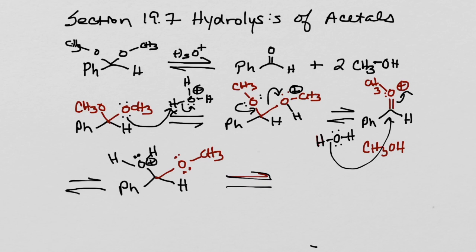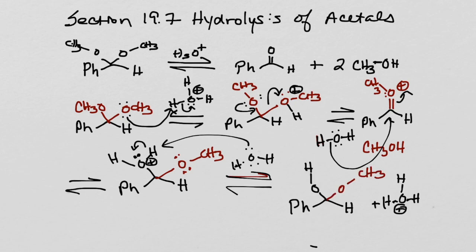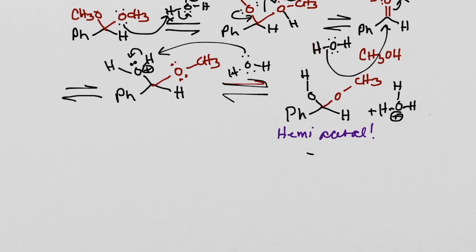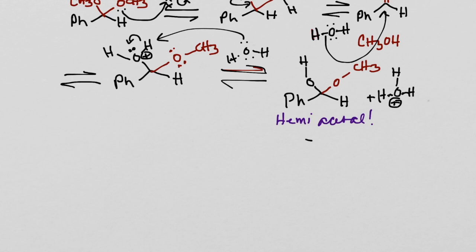Now we're going to do a proton transfer. And the product of this proton transfer is going to be our hemiacetal. So there's our hemiacetal. For the sake of clarity, I'm just redrawing my hemiacetal down here so we can start working again from right to left.